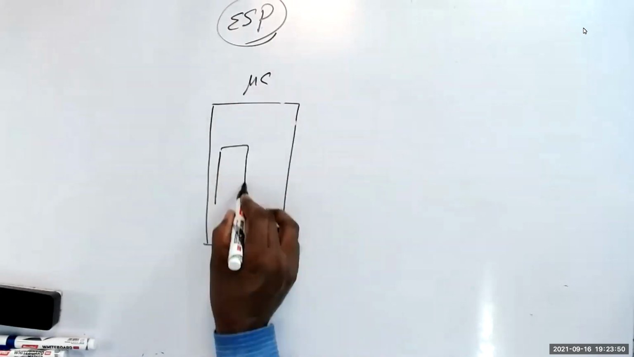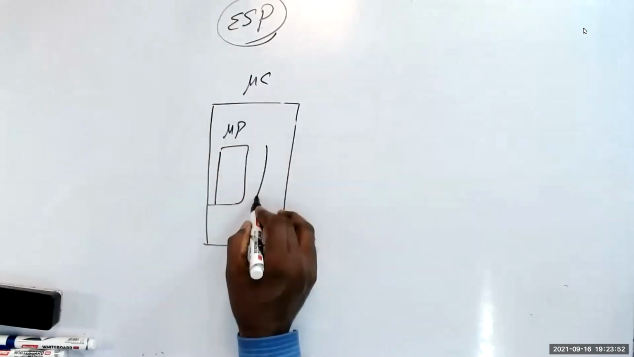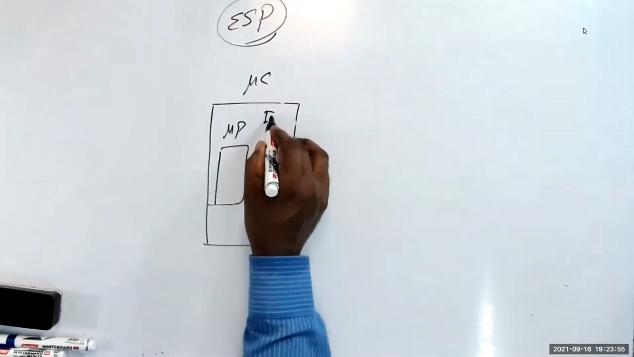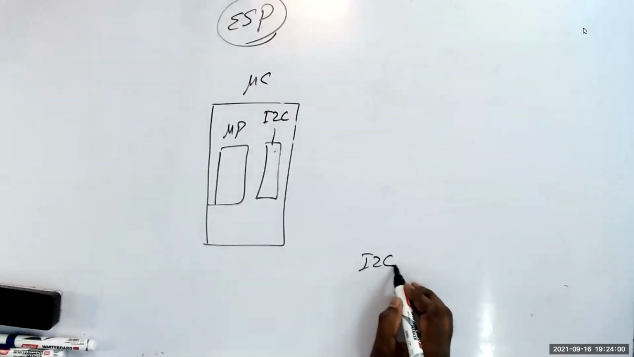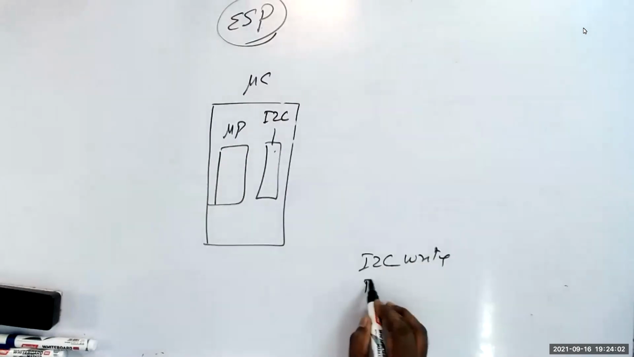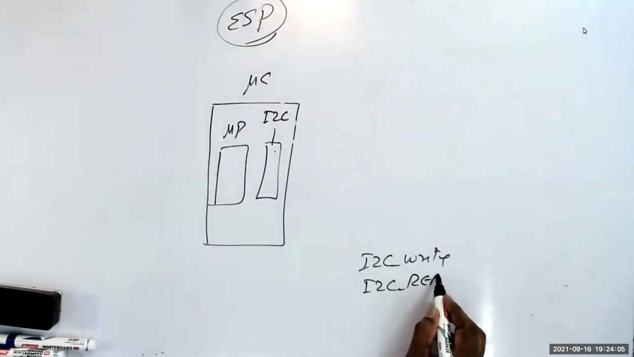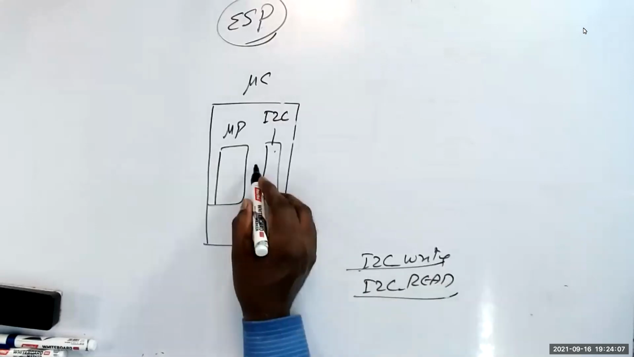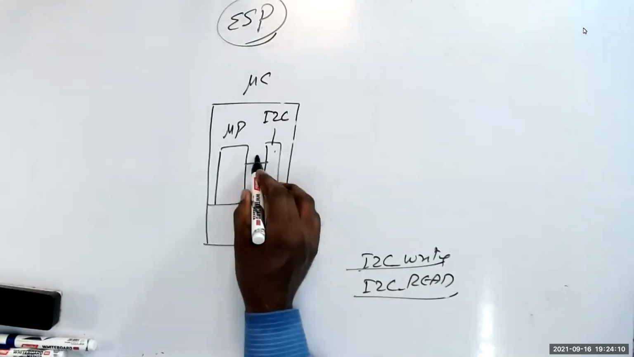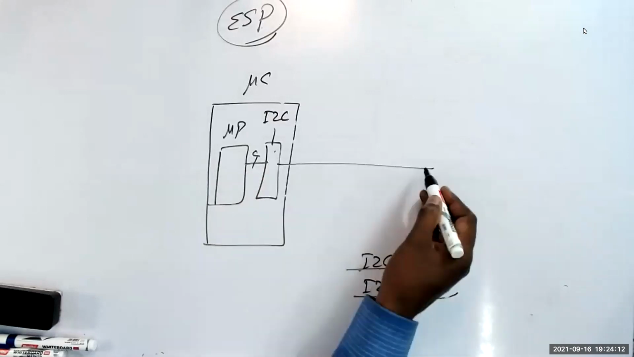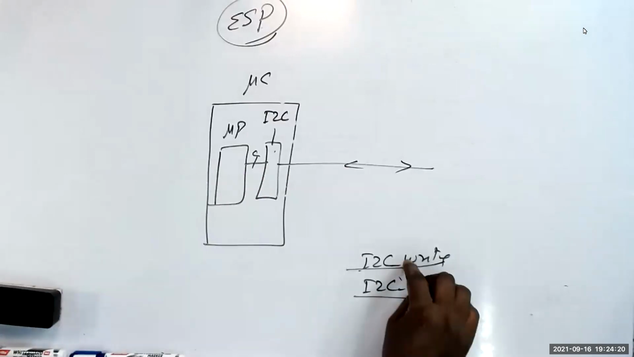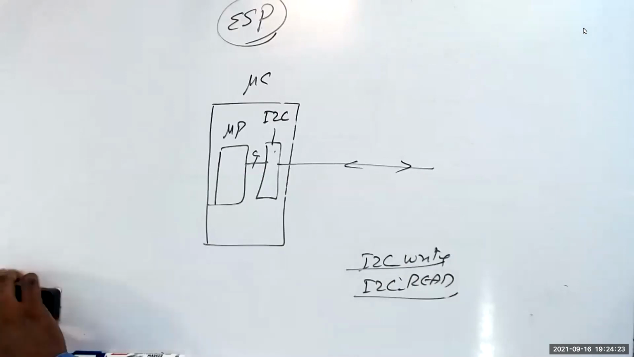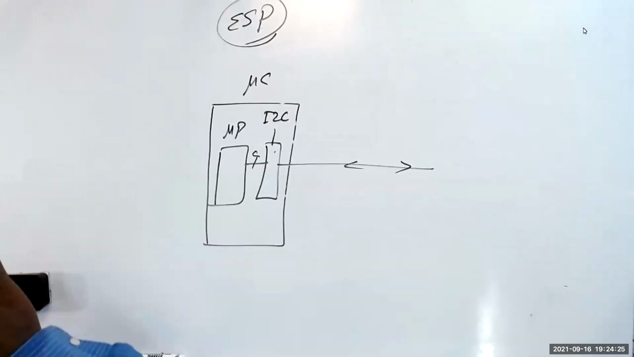that is having a microprocessor that is having an I2C controller. Now I have a function called I2C write, I2C read. Using this, I can write 8 bits and I can read. Okay, that you should know when to write, when to read.